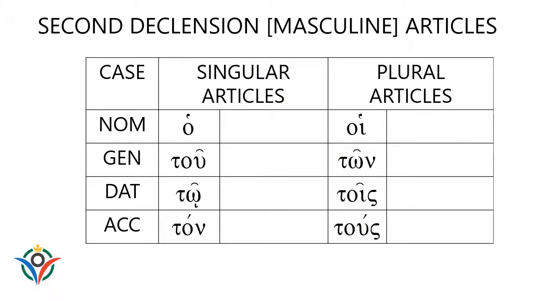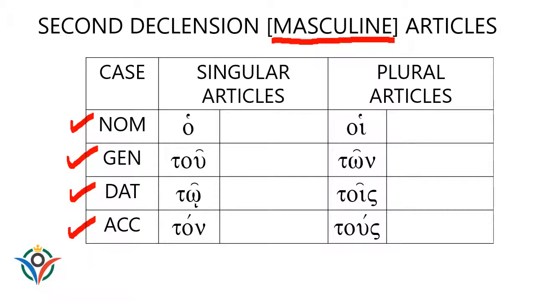So let's begin with the second declension articles. Today we're only looking at the masculine gender, and in the following lesson we'll look at the neuter gender together. When we learn the articles and the nouns, we'll do them in this order: the nominative case, genitive case, dative case, and then the accusative case. So let's take a look at these articles together.